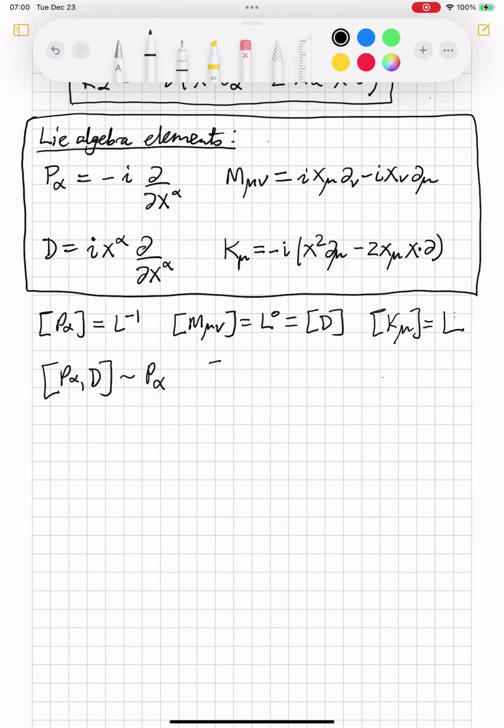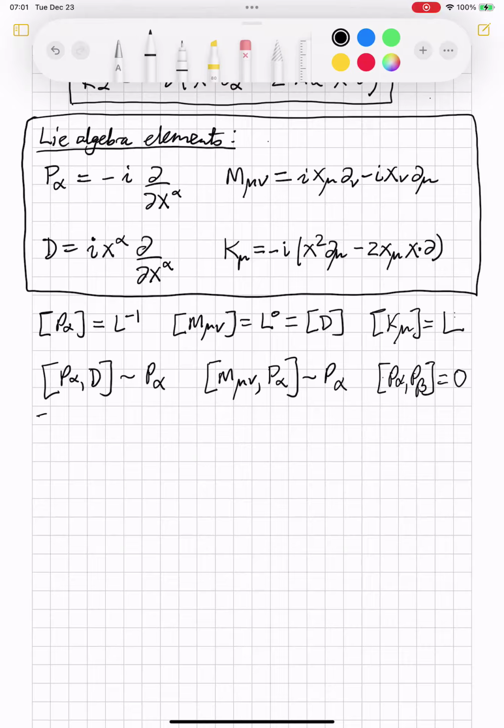In exactly the same way, M mu nu is dimensionless. So if I calculate the commutator with P alpha, which is a length to the minus 1, I must get a length to the minus 1. The only generator that could appear on the right-hand side is P alpha. Finally, if I calculate the commutator between P alpha and P beta, this is a length to the minus 1 commutator with a length to the minus 1. I must get something which is length to the minus 2, and there is no generator with dimension of length to the minus 2, so the commutator of P alpha and P beta must vanish.